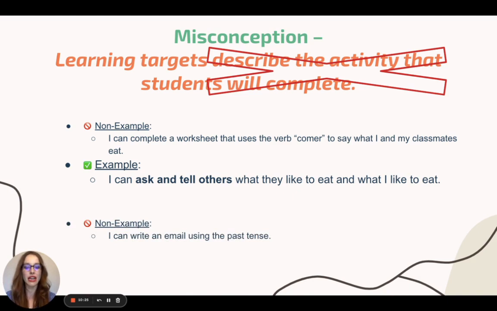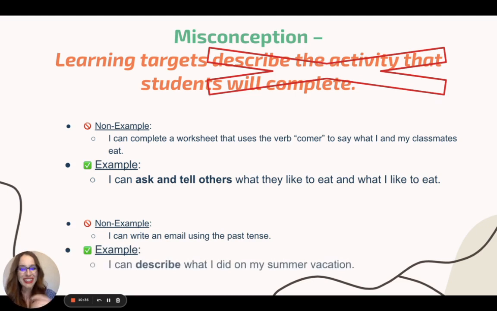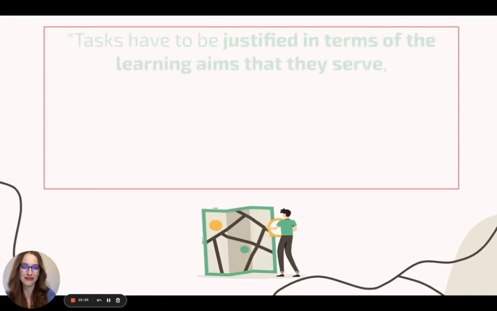Non-example: I can write an email using the past tense. That's what students are doing. That's the tense maybe that they're in, depending on if they can't avoid it. And an example of an actual learning target, the goal: I can describe what I did on my summer vacation. Now that might be in the form of an email sent to someone, and naturally it's in the past tense if it's something they did, but what we actually want them to be able to do is describe something that they did on summer vacation.